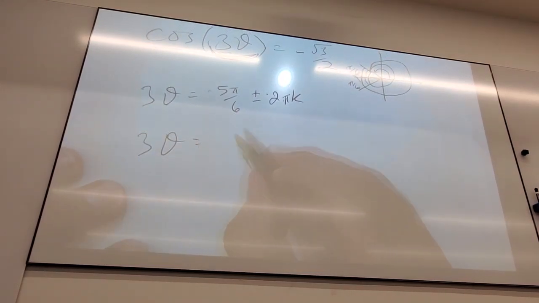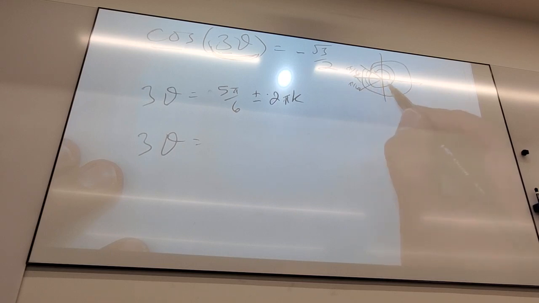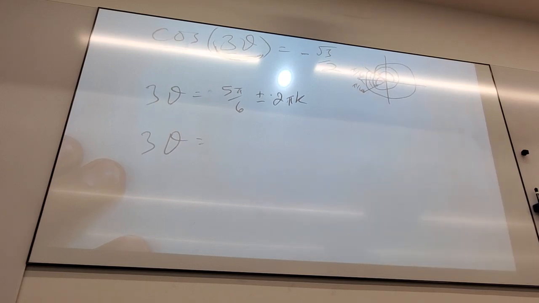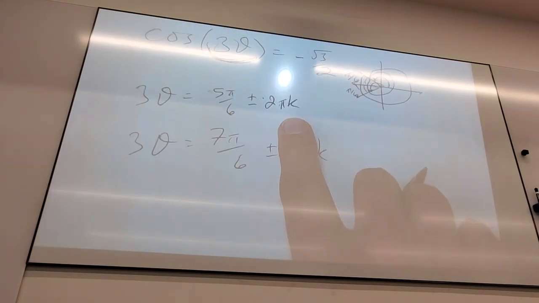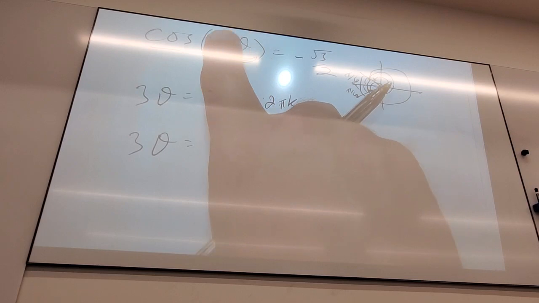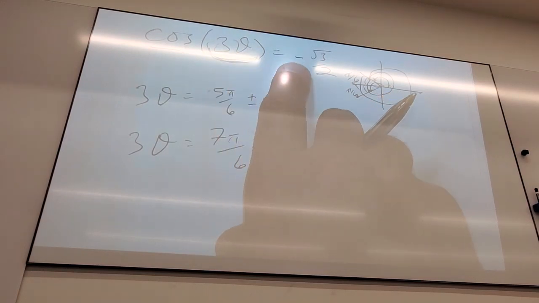And then what could 3 theta also be? What's this one? 7 pi over 6. Now, real quick, do you see how you pretend as if this is just one big angle? So you treat it just like we did the earlier ones when there wasn't a 3 here.